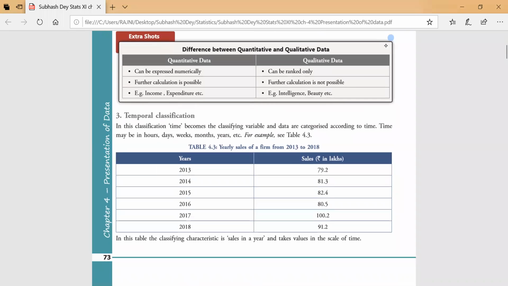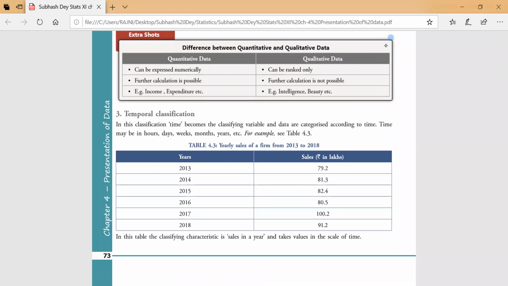What is the difference between quantitative and qualitative data? Quantitative data can be expressed numerically. Qualitative data can be given only a rank. In quantitative, you can do further calculations, but in qualitative, you cannot. Examples are income and expenditure, versus the features of the people, intelligence, or beauty, etc.